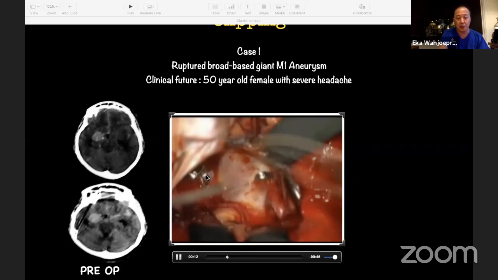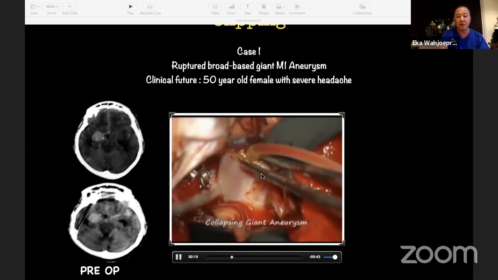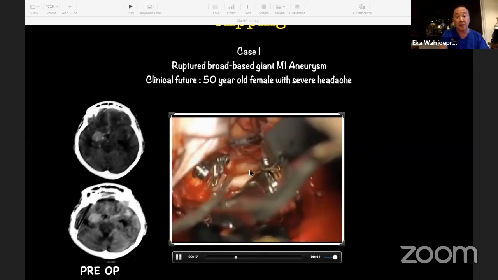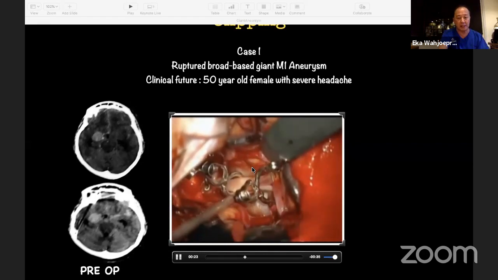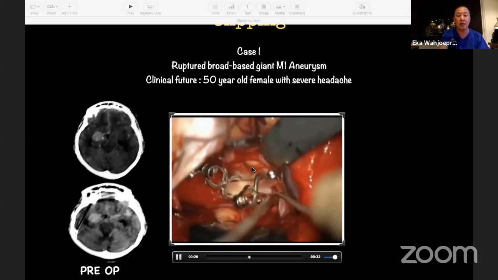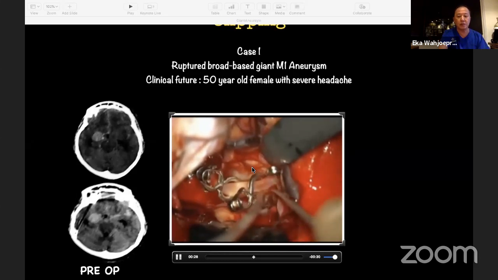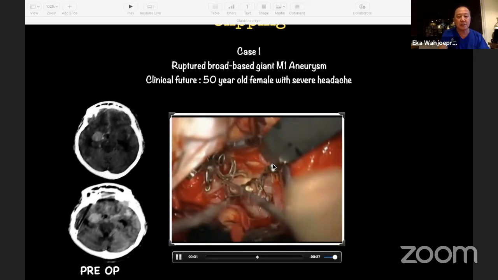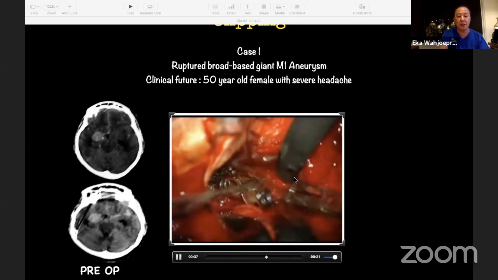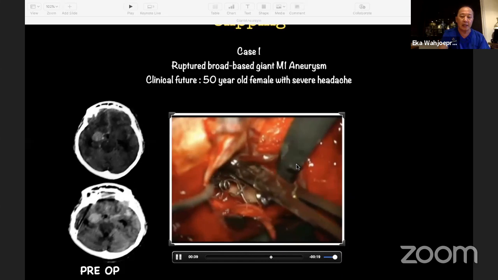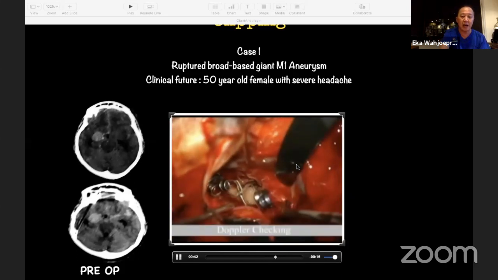We just temporarily clip the proximal and distal, and then we suck the body of the aneurysm. We can see here immediately the aneurysm will collapse, and we have time to clip permanently. And in this case, we prefer to use a multiple ring clip. So again, we have a couple of minutes to clip permanently. Then we need to remove the temporary clip soon. And at the time before the ICG era, I used a Doppler. So don't worry, young generation who work in a place where you don't have ICG, you may use Doppler.